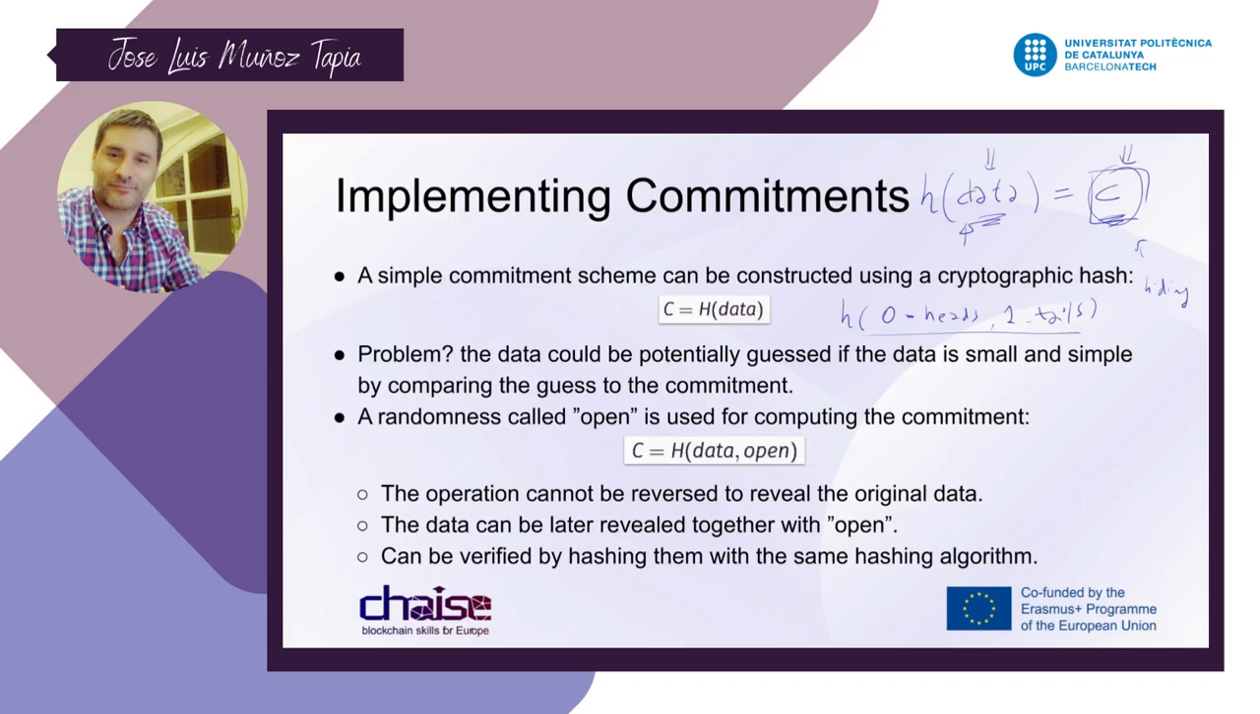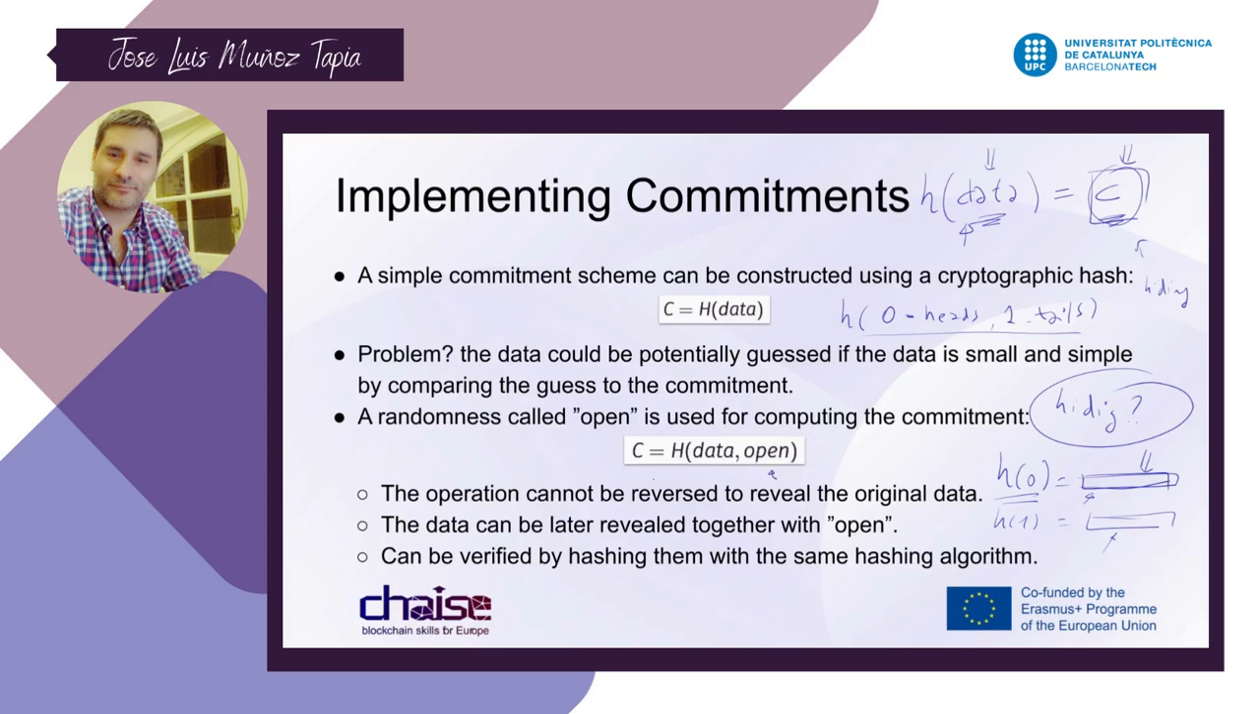So the problem here is then that it's not so hiding. Well, we are not hiding anything, because if you provide me the hash of a heads or a zero, I mean, if you commit to this hash here, then I can simply hash a zero or hash a one, and then check if any of these is your commitment. Okay, so in this case, we would not hide the result. So in fact, to build an actual commitment scheme, we need to add some randomness that we call open.